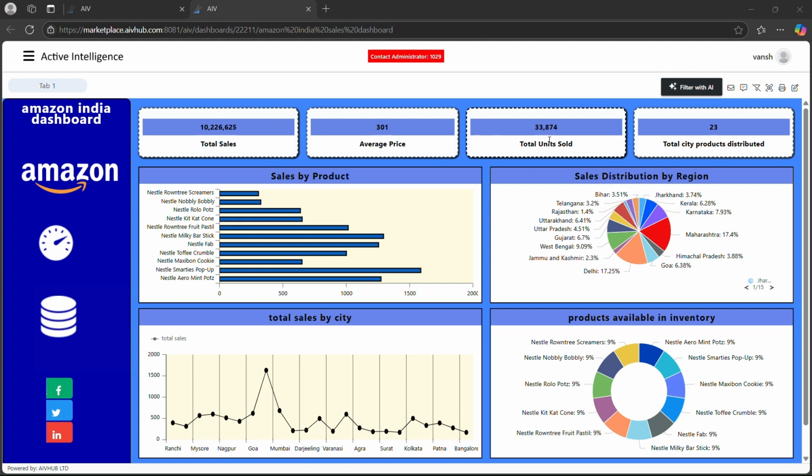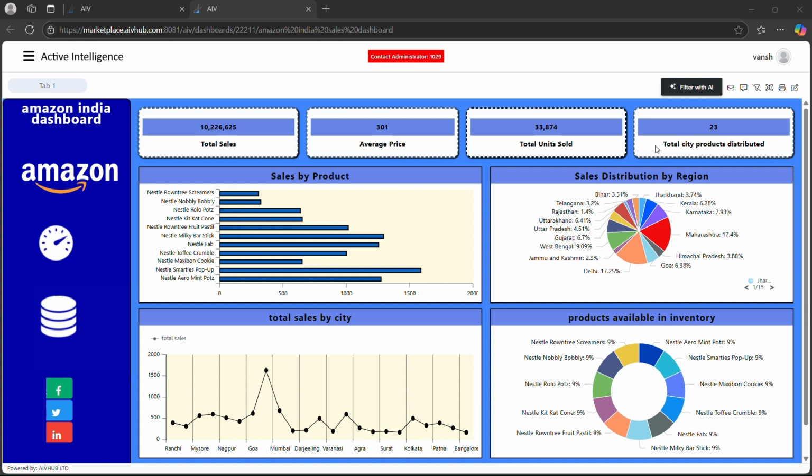Next, we have the total units sold. This KPI shows the total number of units sold across all products. It is the sum of all units sold for each product. Totally, 3,874 total units are being sold.